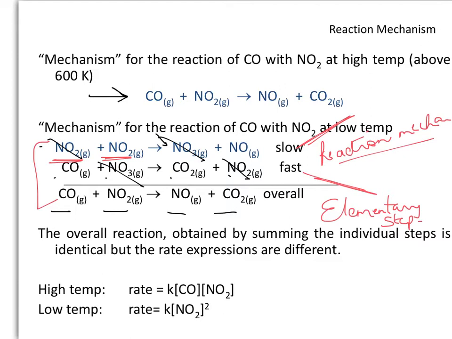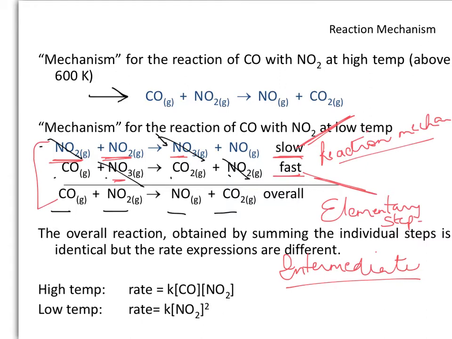Now, realize, if you notice, between the slow step and the fast step, one of the species, the NO3, basically got cancelled off because the concentration of which is so tiny that we are never able to measure it. And so for that reason, we use the word intermediate to define that. So intermediate species are those species that get formed in one step and then get used up in subsequent steps. Okay.